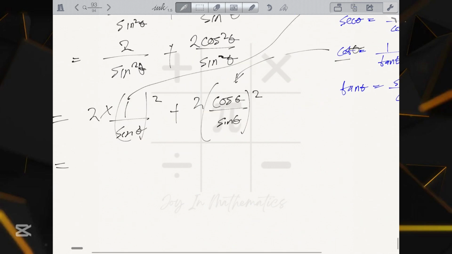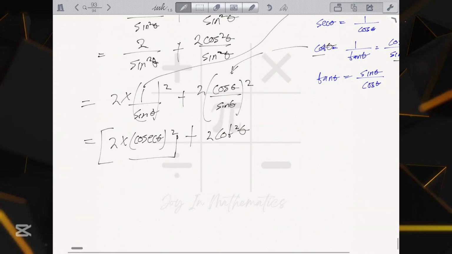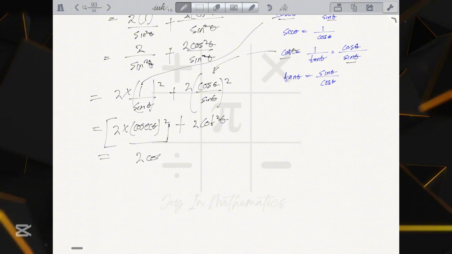So this will give us 2 multiplied by cosec theta squared, plus 2 into cot squared theta. So with this now we have 2 cosec squared theta plus 2 cot squared theta. We can factorize again by 2 and say this will give us 2 into cosec squared theta plus cot squared theta.